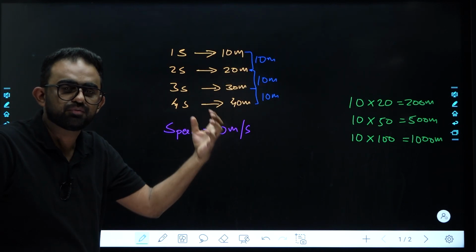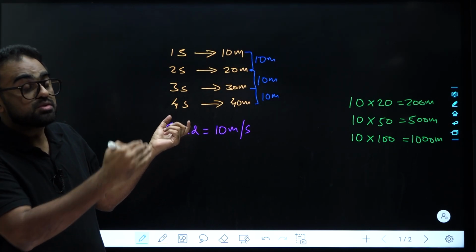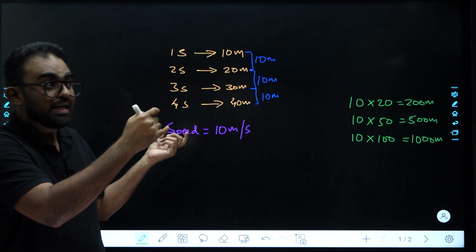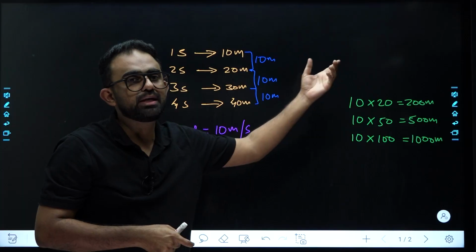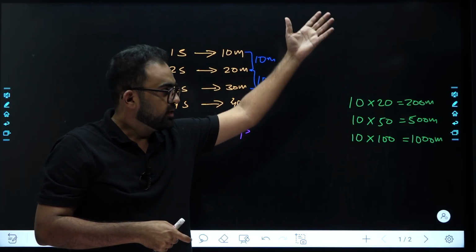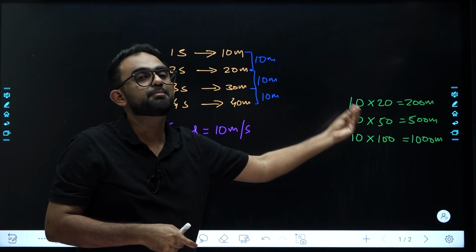See, if the speed of the cyclist is 10 meters per second, if I wanted to calculate how much distance I can travel in 100 seconds or in 200 seconds, just put the time here, we can easily calculate it, right? So now we understood what is the concept behind the term speed.